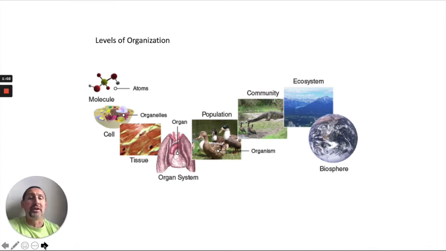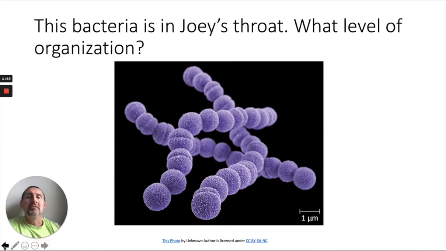Systems make an organism. Organisms make a population. Populations make communities. Communities to ecosystems. And then you can add in there biomes, and then finally the biosphere. Understanding those levels of organization is one thing. Applying them is another.